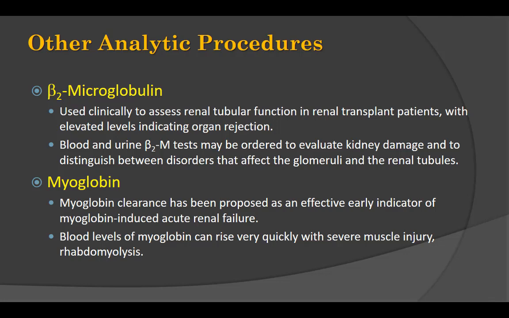Myoglobin is a type of protein which is present in the muscles, similar to hemoglobin, but it is in the muscles. It actually binds to oxygen. Blood levels of myoglobin can rise very quickly with severe muscle injury. When muscle injury occurs, the cells are damaged, and myoglobin can be released into the blood. Okay, and also in rhabdomyolysis, severe muscle injury. So myoglobin can give you an indicator, and if there is too much myoglobin, it can cause acute damage to the kidney. Okay.